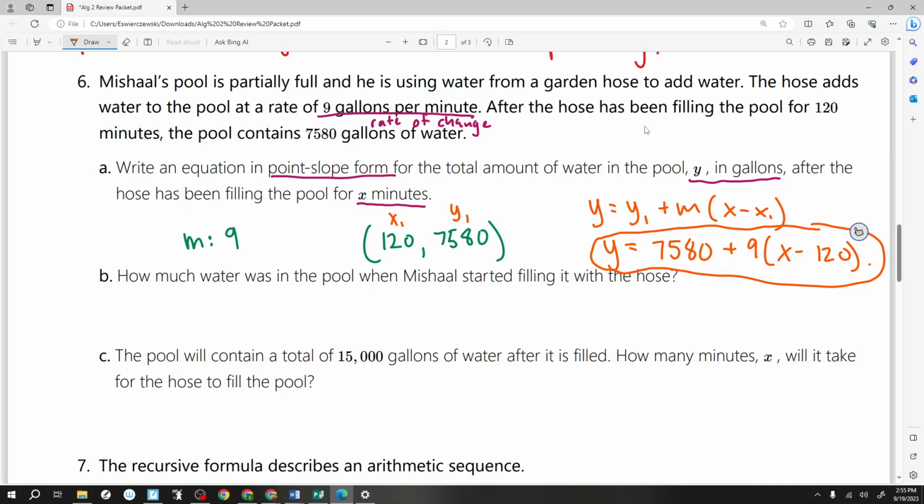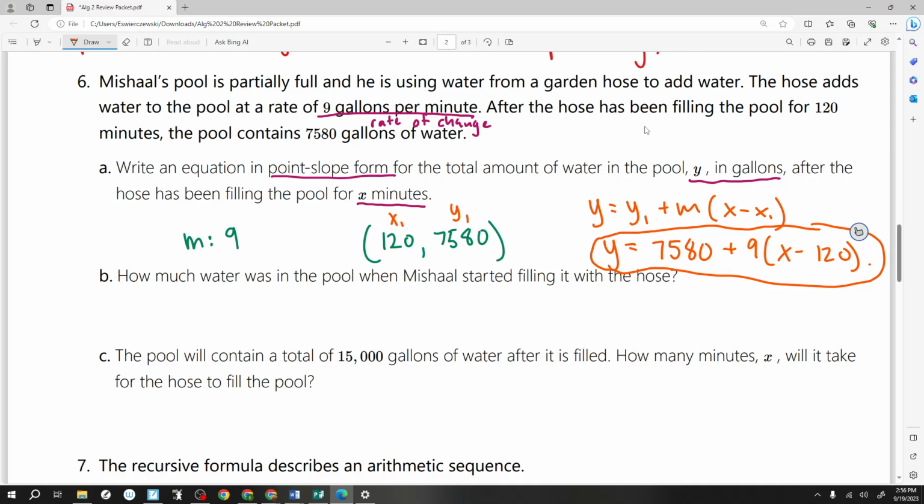Now, part B says how much water was in the pool when Michelle, I think that's just Michelle, started filling it with the hose. In order to figure that out, we need to know what the y-intercept is. To figure out what the y-intercept is, we got to put it in slope, intercept, form, exactly like what we did on the quiz.